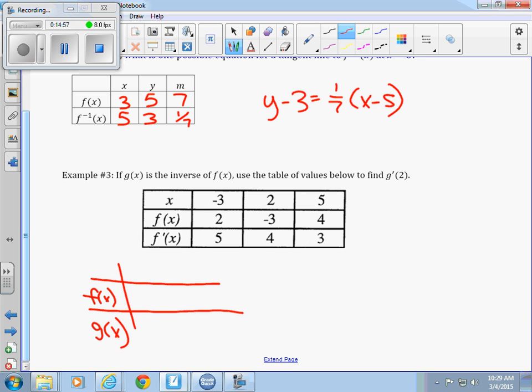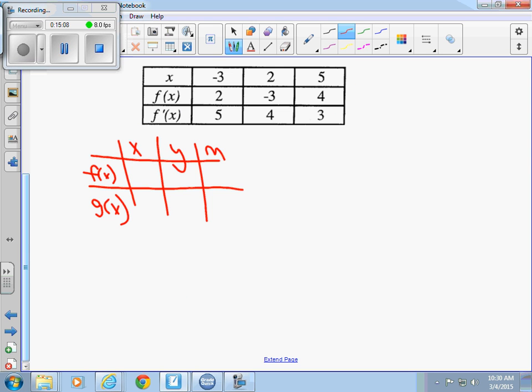I know that when x... I want to find g prime of 2, right? That's my goal. So I want this to be a 2. Does everyone see how I know that information?